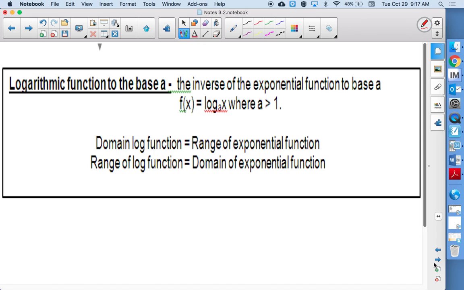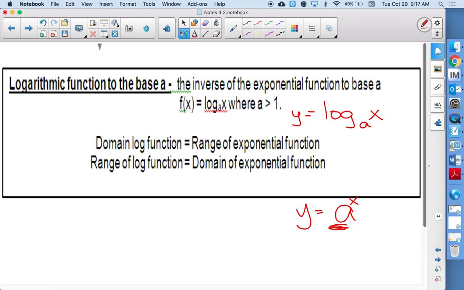So the base is this little subscript with the log. That base is the same base as our exponent. So this base correlates with the base here as well. This is called the base of the exponent. This is the base of the log, and those numbers are the same. So if they're inverses, those numbers are the same.